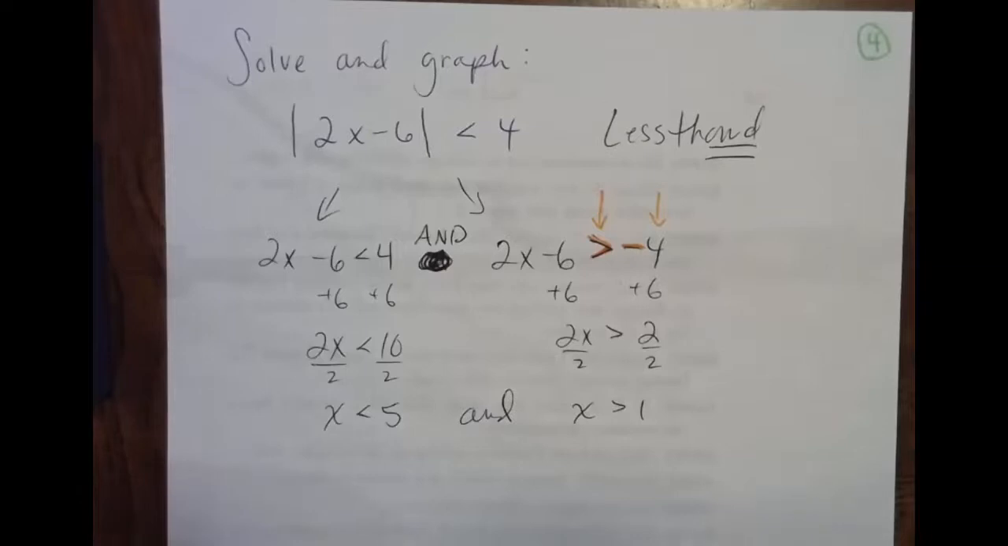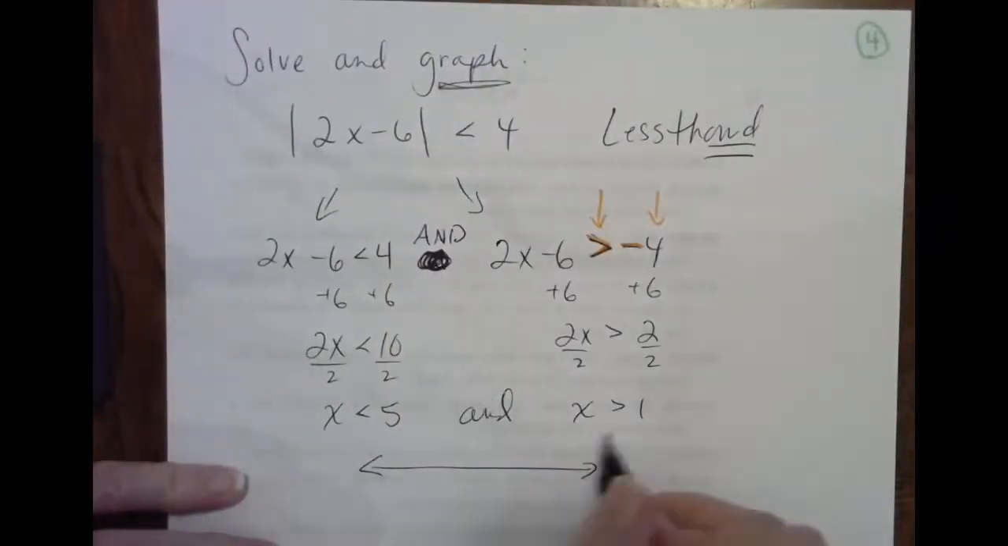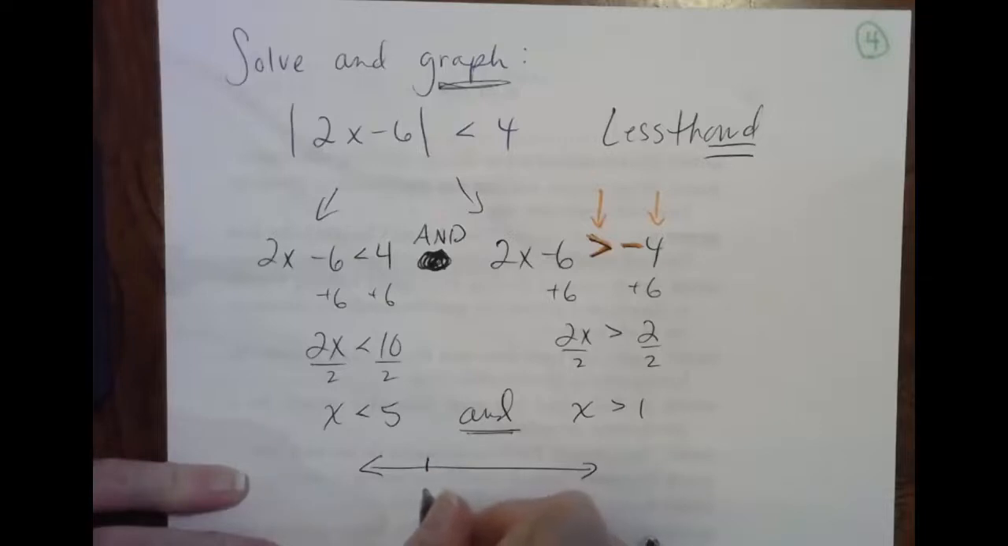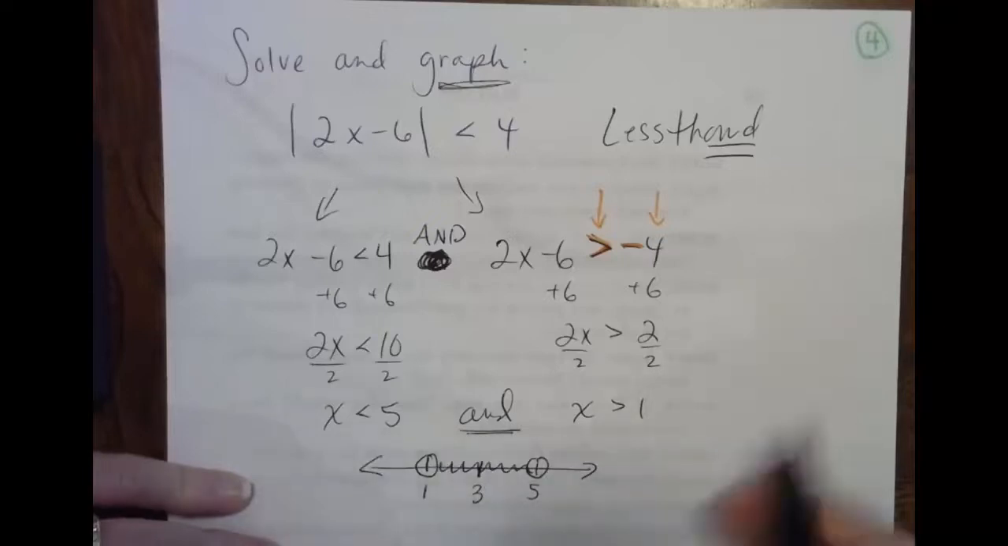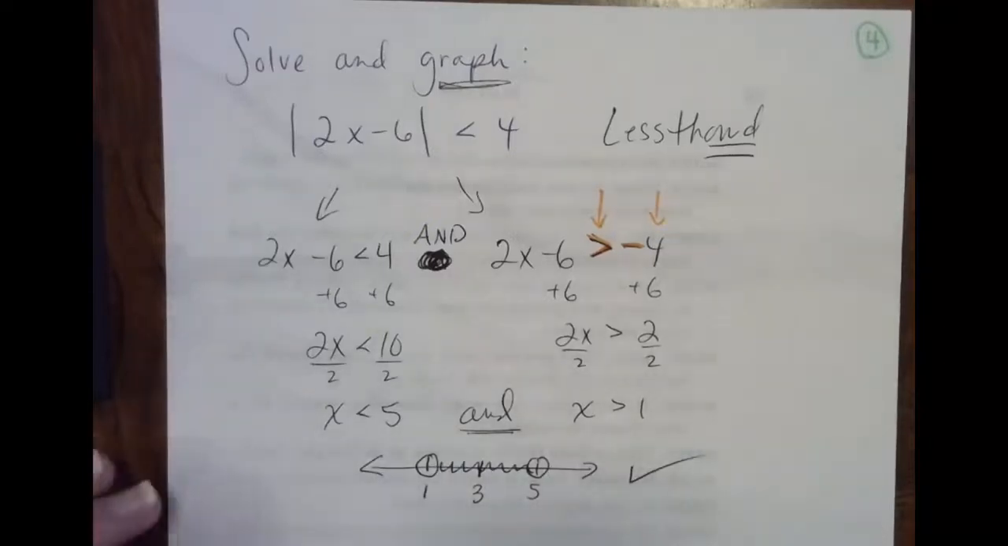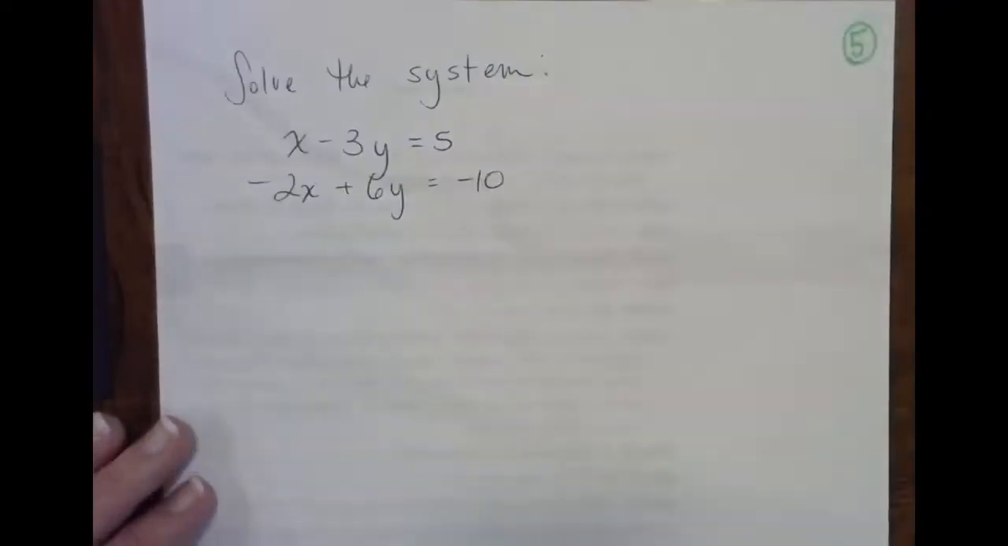So what are our answers? Because we're going to graph them now. Our answers are less than 5 and greater than 1. So this is an in-between situation. There's 1, there's 5, open, shade everything in between, because we'll put 3 right in the middle here. Is 3 less than 5 and greater than 1? Yes. So that is our solution set. Okay, we're about halfway done.